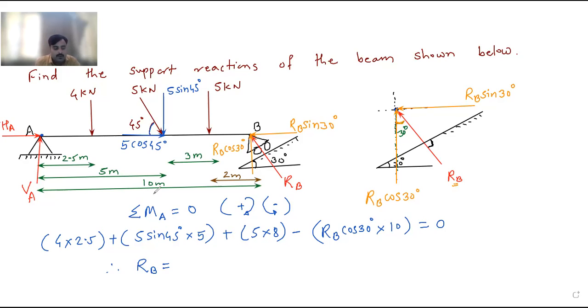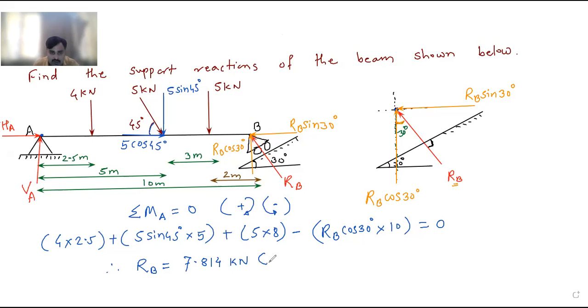What is the answer? RB is 7.814 kilonewton. Have you got a positive answer or a negative answer? Positive. You got the value of RB positive. So whatever direction we have assumed for the RB, that direction is correct. So its components' direction is also correct. So RB's direction is correct.